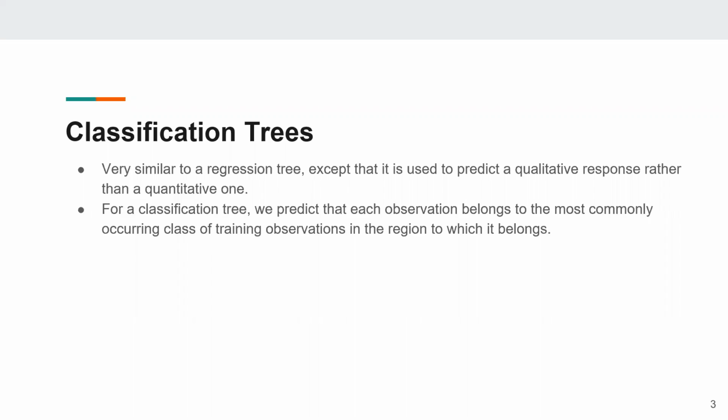So what are classification trees? They are very similar to regression trees, except that they are used to predict a qualitative response rather than a quantitative response. In other words, the dependent variable would be categorical, qualitative rather than numeric. For a classification tree, we predict that each observation belongs to the most commonly occurring class of training observations in the region to which it belongs.